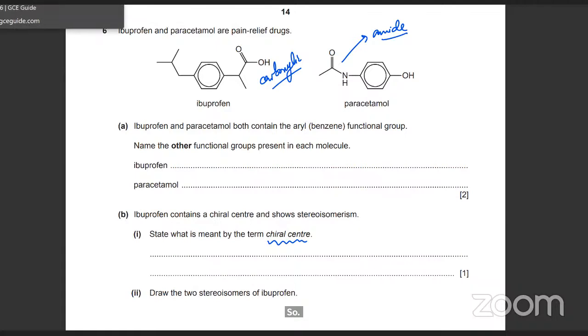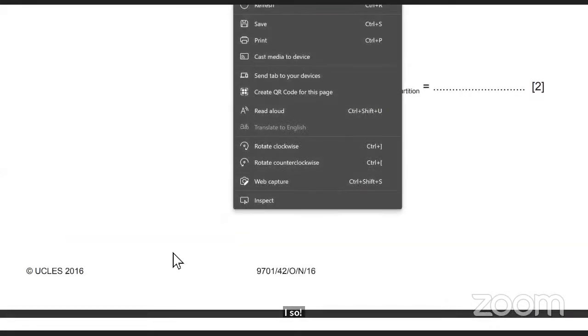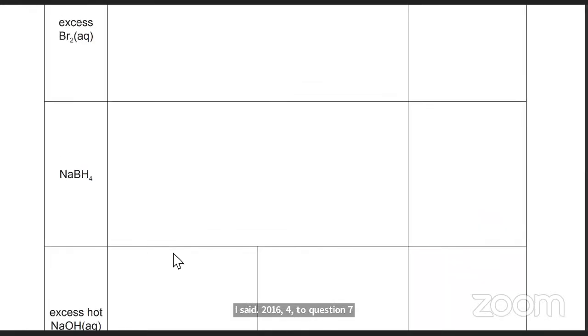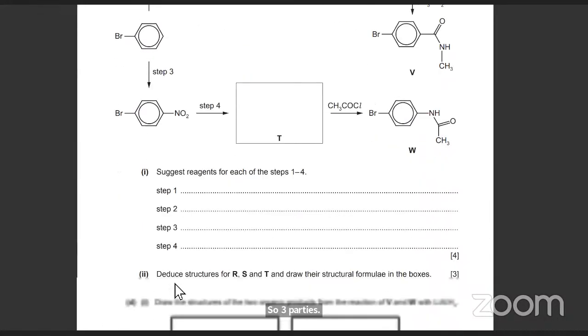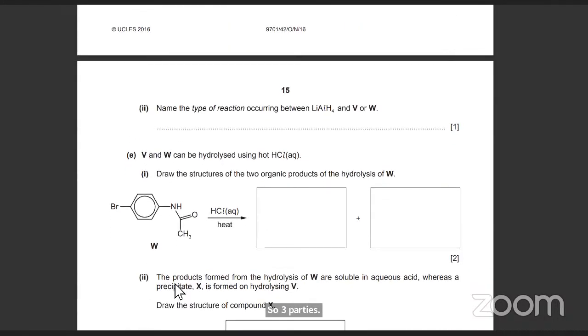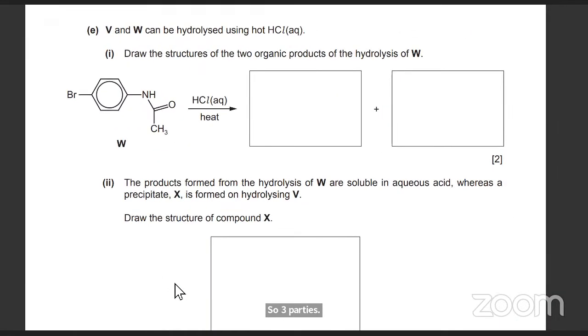अगला कौन सा? That's 2016 ही वाला नहीं, 42 है सॉरी। अच्छा, 2016 42 question 7. अच्छा सर, क्वेश्चन इसका, हाँ, ई पार्ट है, ई पार्ट राइट, ये वाला। अच्छा okay, V and W can be hydrolyzed using hot HCl. Draw the structure of the two organic products of the hydrolysis of W.